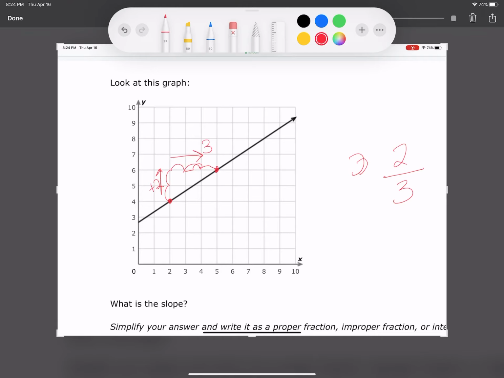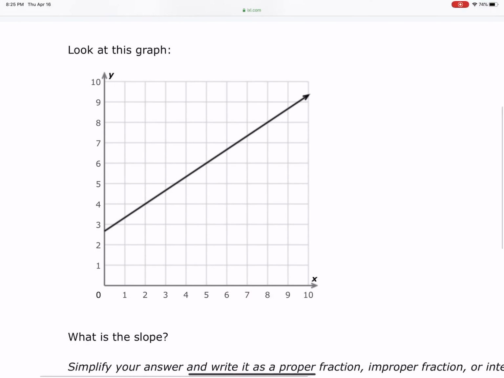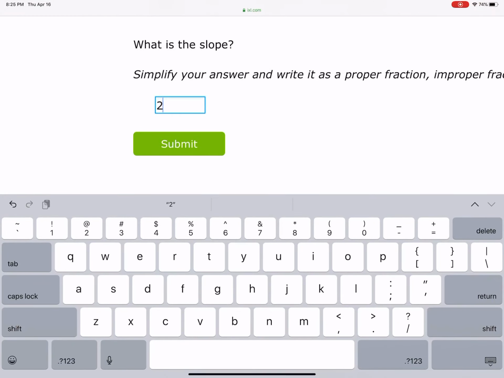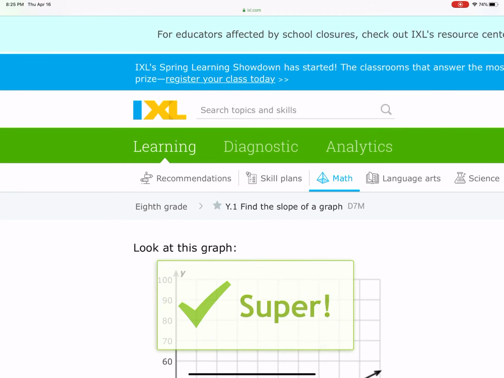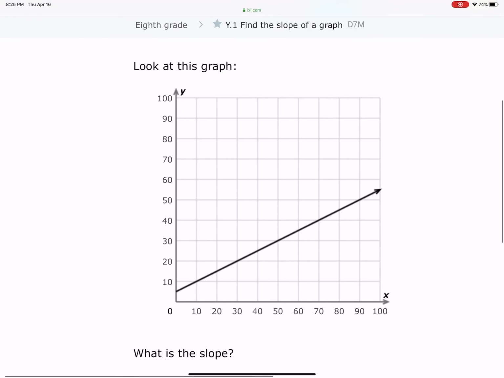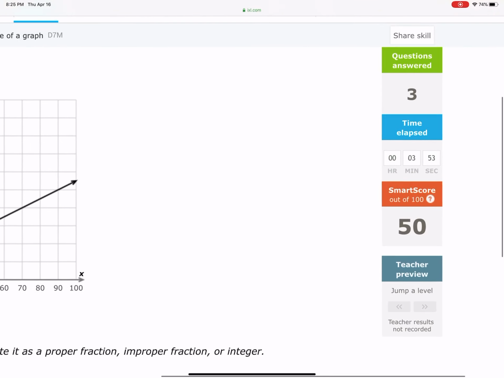And in the same way, you can go, okay, well, I went right 1, 2, 3, and I went up 2. You can do it either way. Just know that the top number is the one that's either up or down, and the bottom number is either right or left. Okay, vertical change over horizontal change. So 2/3. Let's go type that in IXL. 2/3. Submit. Done.